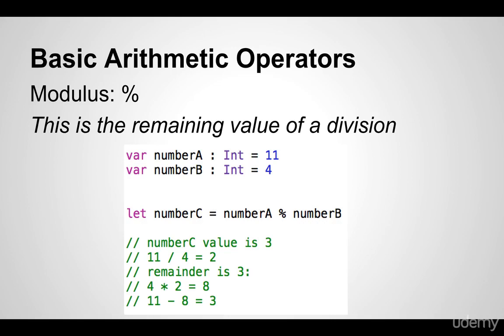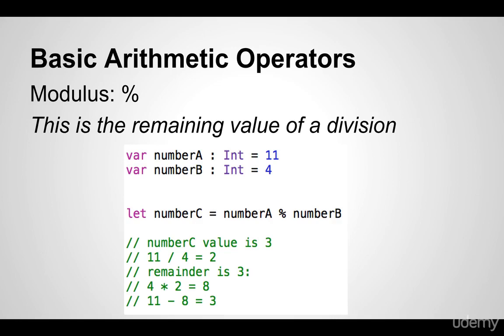Alright, basic arithmetic operators. Now the modulus sign, that's like a percent sign. We call that modulus. This is the remaining value of a division. For those of you who don't really know, it's not used that often, but it's pretty handy when it comes to programming. So here in this example, we have two numbers. Number a, that stores the value of 11, and number b, that stores the value of 4. So what we do is that we let the number c equal to number a percent number b, which is also read number a modulus number b.